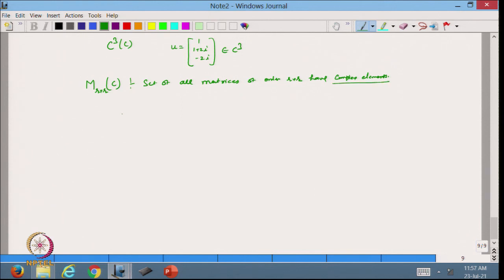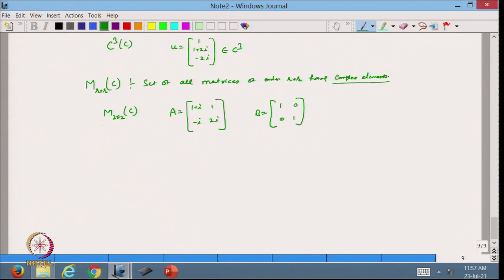For example, I will define a 2 by 2 matrix over the complex numbers. Suppose I take my matrix A as 1 plus i, 1, 2i, minus i. Another matrix I am defining is 1, 0, 0, 1. So, that is also a complex matrix, because I know that each real number can be written in the form of a complex number. So, this also belongs to this set.